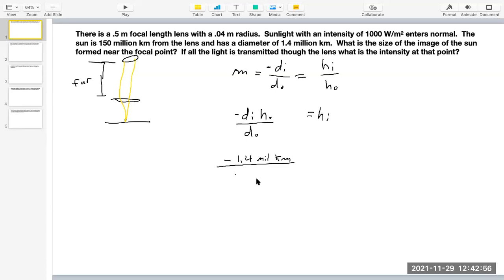50 km times 0.5 meters. So I am uglily mixing units, but that ugliness cancels out, so I just end up with meters. So there will be a bright spot that is 0.00467 meters in diameter.